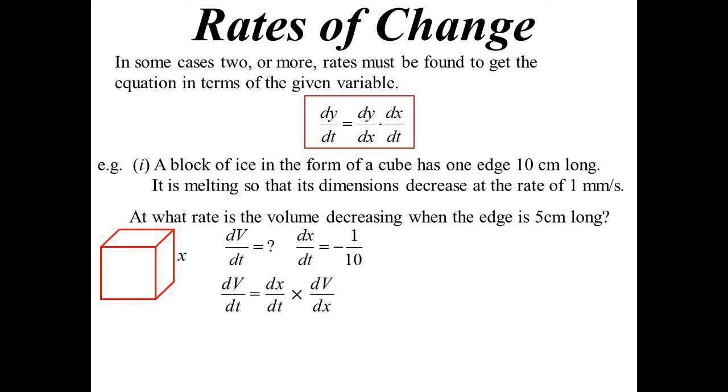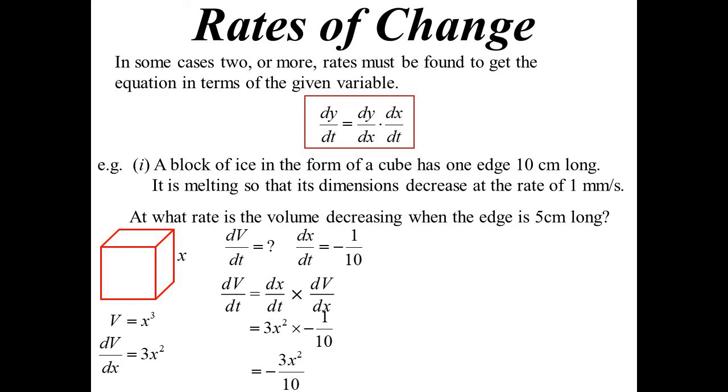Okay, we want dV/dt, we've got dx/dt, so ideally what I'd now like to work out is dV/dx, and then I can link it all together. Fortunately, we have a formula for the volume of a cube, x cubed, hence the name cube. Differentiate that with respect to x and we get 3x squared. We can now create the rate, substituting 3x squared for dV/dx, times minus 1/10. There's my formula. We want to know when the edge is 5 centimetres long.